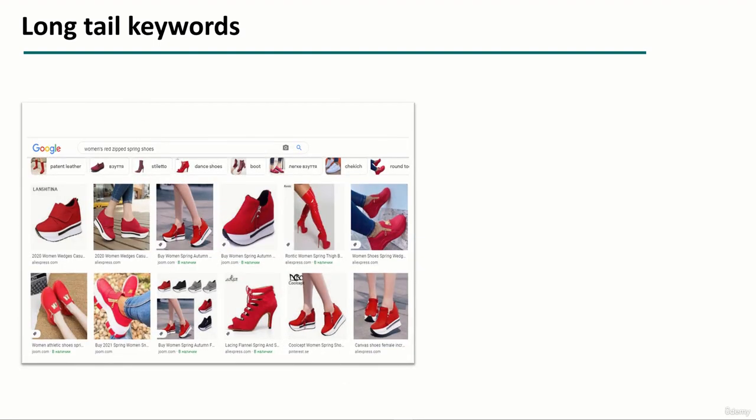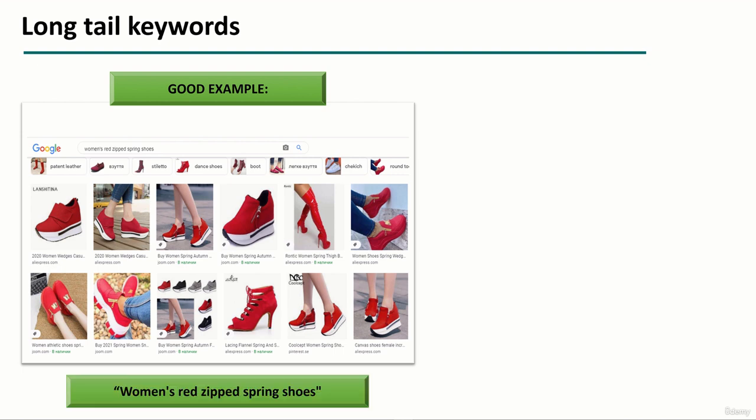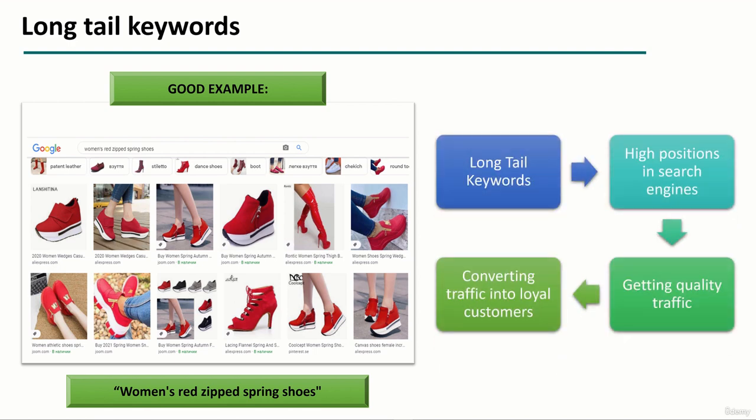Let's visualize a query. Women's red zipped spring shoes. Now, this isn't just a query, it's a long-tail keyword, a precise expression of a shopper's desire, a pinpointed beacon of their intention. Yes, the volume of searches for such detailed queries is undoubtedly lesser compared to a generic shoe store. However, here's where the magic of specificity plays its part. Those who are typing in such detailed keywords are not just browsers, they are decisive buyers standing at the pivotal point of your sales funnel, ready to make a purchase.